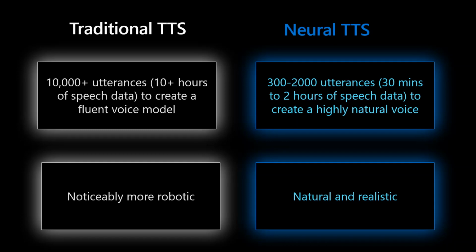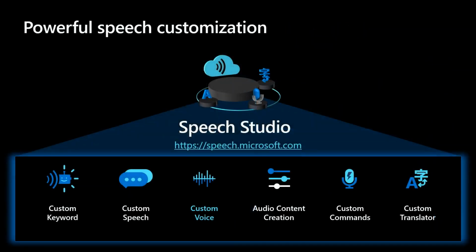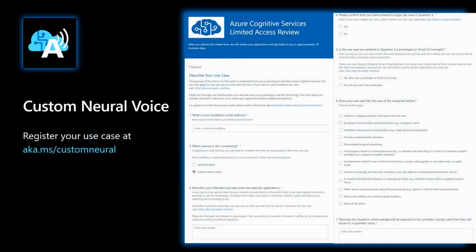This new technology enables you to spend a tenth of the effort traditionally needed to prepare training data, while at the same time significantly increasing the naturalness of the synthetic speech output when compared to traditional training methods. Custom Neural Voice is a feature of speech in Azure Cognitive Services, available in the Speech Studio. To get started with Custom Neural Voice, you need to submit a form to apply for access.